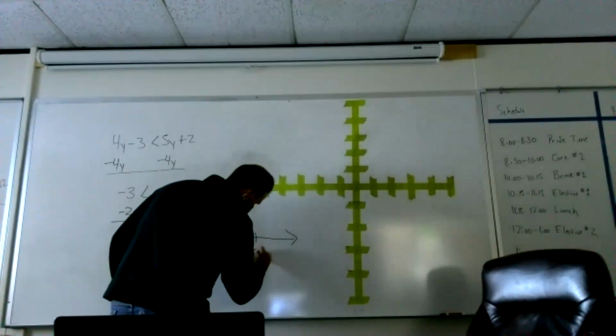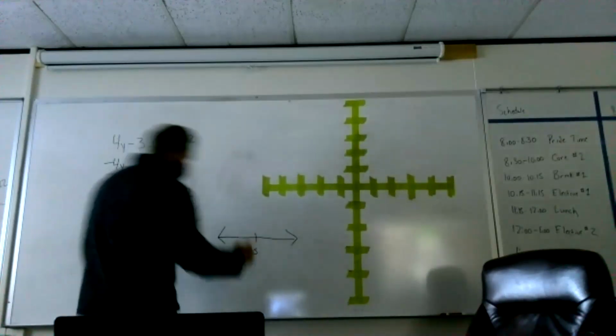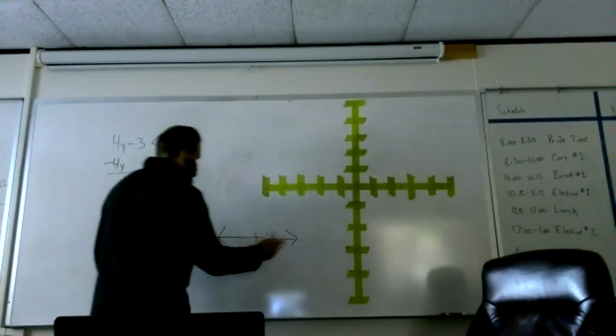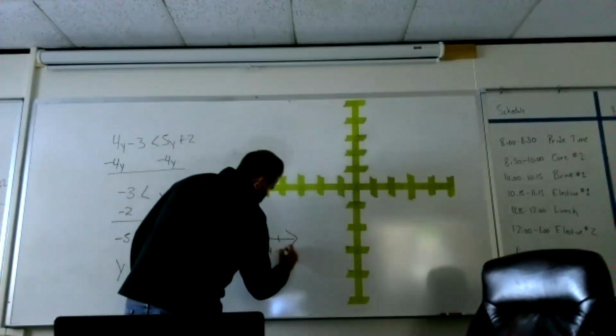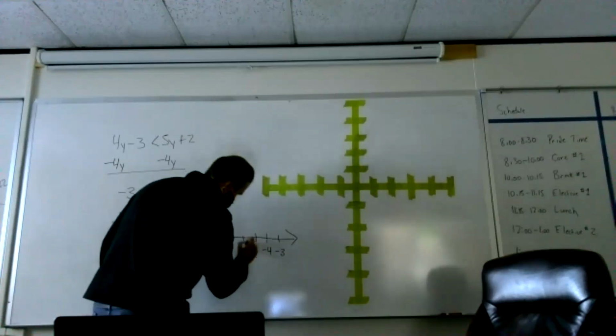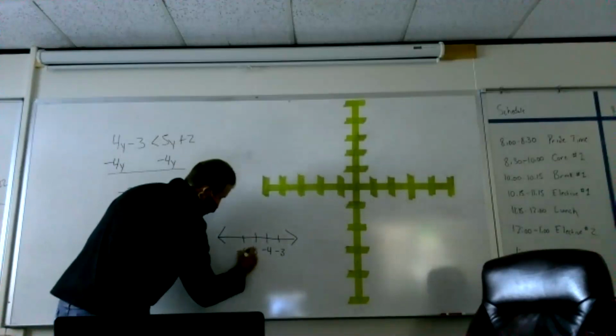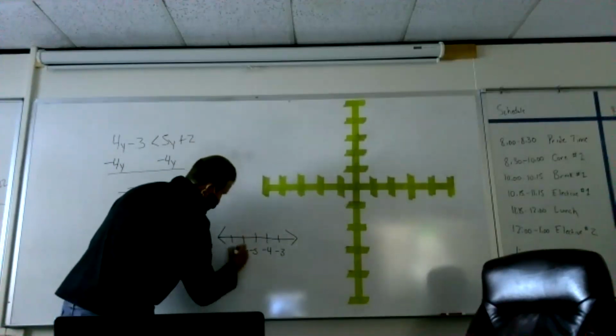Put negative 5 right there. As I move farther to the right, my numbers should be increasing. So from negative 5 going to the right, it goes to negative 4, and then negative 3. As I move from negative 5 to the left, my numbers are decreasing. So I go to negative 6 and then negative 7.